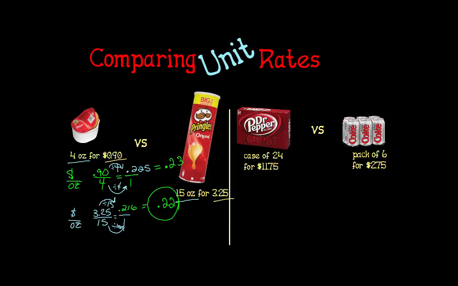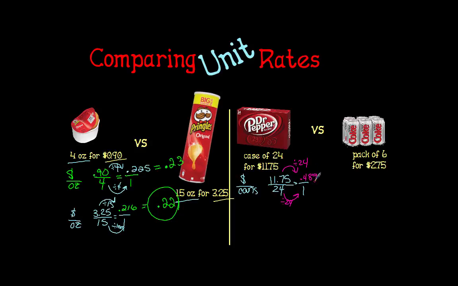The first thing we need to do is figure out what our categories are going to be. In this one, we're dealing with money and cans. Well, my first choice has $11.75 as the price for 24 cans. I need to figure out how much it costs for just 1 can so that I can compare them. So I'm going to divide both the top and the bottom by 24. When I do that, I get 0.489.